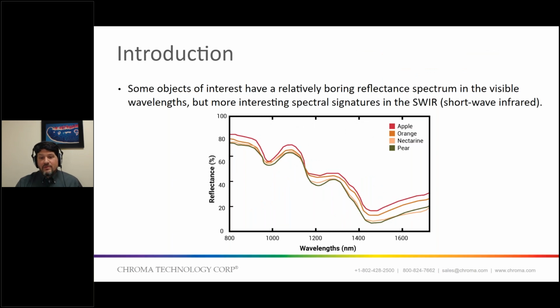Back to our fruit, you can see that the apple in the near IR to SWIR range has this reflectance spectrum. And it's similar to these other fruits, orange, nectarine, and pear, but at certain places there's definitely a differentiation between the four. For example, around 1200 nanometers, you can see there's a reflectance difference. And again, in that band, one could image and tell the difference between these four objects.